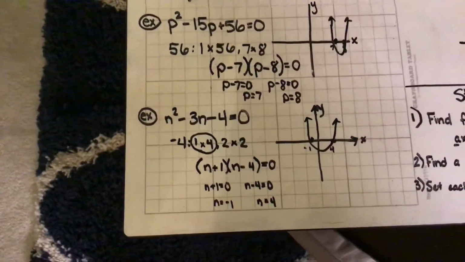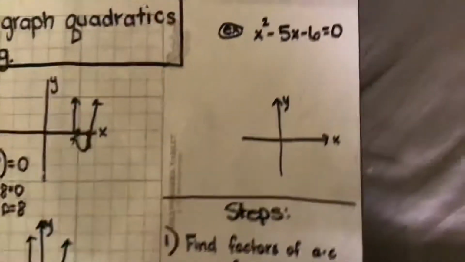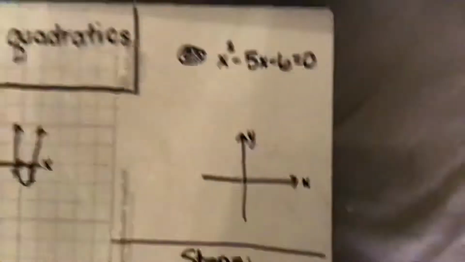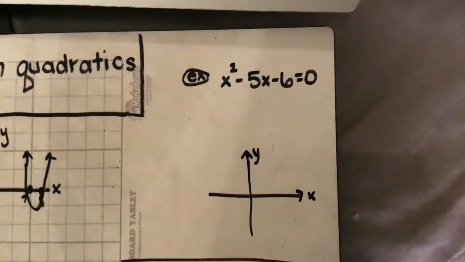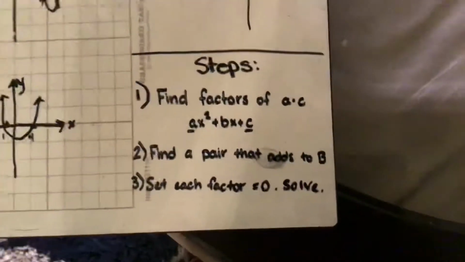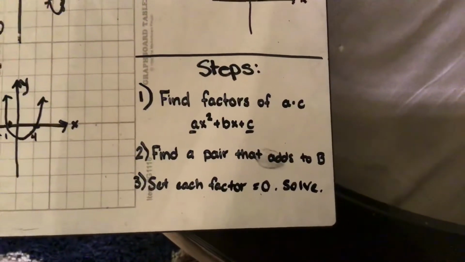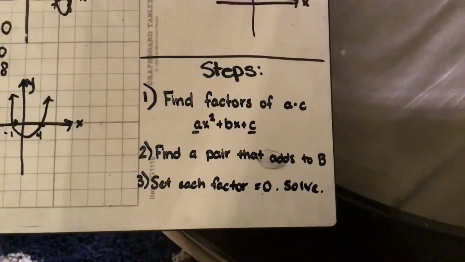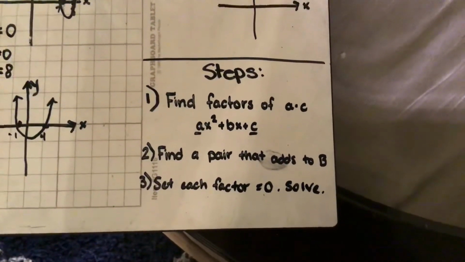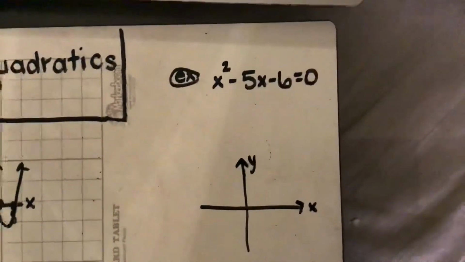Okay, one more example, guys. Let's move on to example number 3. Example number 3. Our steps told us that first, I'm going to go back to our steps. First, we need to find the factors of a times c, find a pair that adds to the middle number, and set each factor equal to 0 and solve. So going back to your third example here.